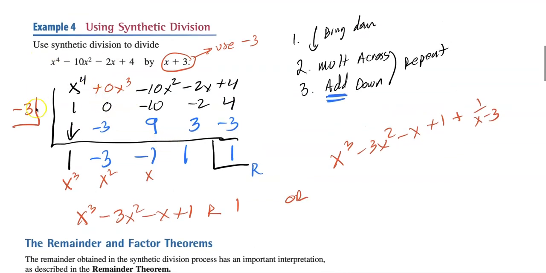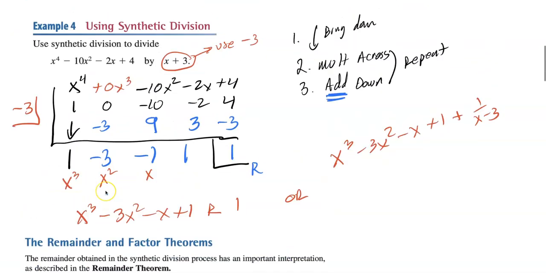So if I just get the negative 3 here, right? Remember, if it's x plus 3, I use the opposite. If I just plug negative 3 into here, if I substitute it in, I'm going to get 1. That's what the remainder theorem says. So let's try it real quick.